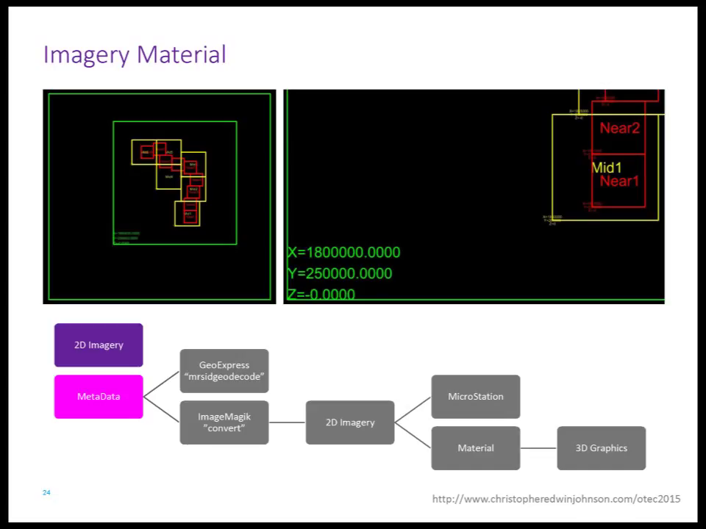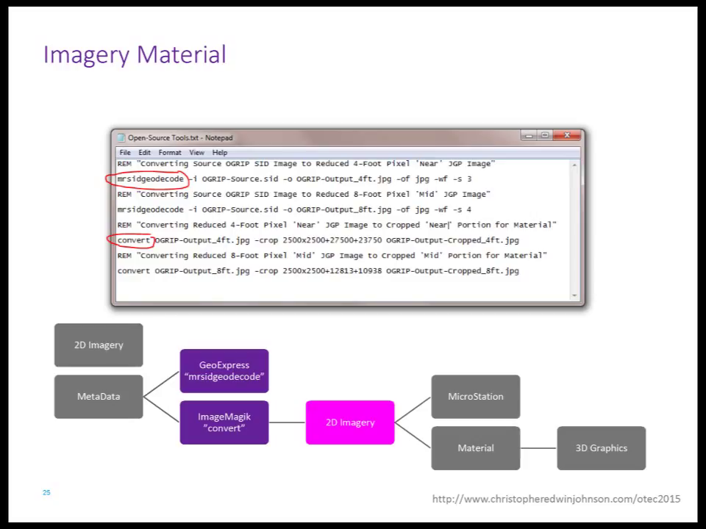So again, going off of the near and mid and far approach to applying materials that I use for generating the existing ground, the shapes that are shown here are related to the metadata that's attached to these images. And I used two open source tools at the beginning to provide me the images I needed in the format that was useful for the MicroStation materials.